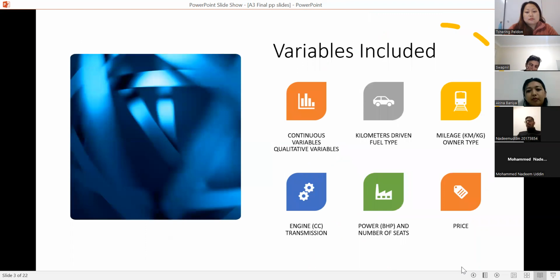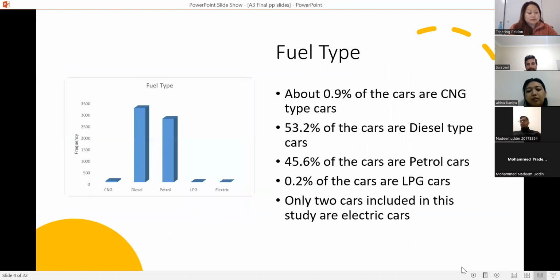The variables included are continuous variables and qualitative variables: kilometers driven, mileage, engine, power, price, fuel type, owner, transmission, number of seats, and fuel type.